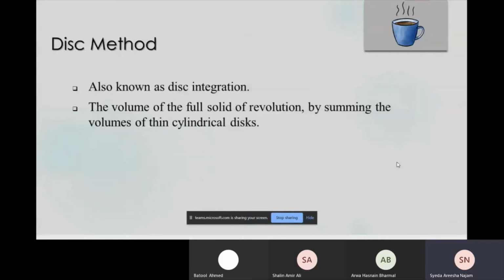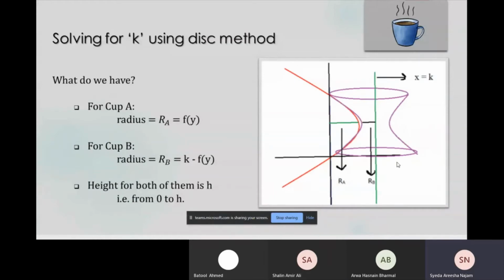As previously discussed, we will be looking at two different approaches, that is the disk method and the Pappus theorem. At first we will go through the disk method, which is also known as disk integration. In this method, the volume of the full solid of revolution is computed by summing the volumes of thin cylindrical disks.